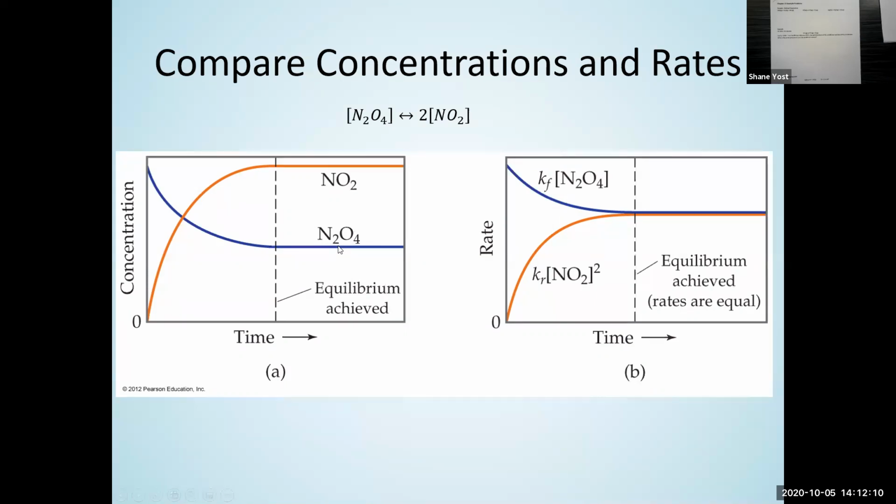And so this chemical equilibrium is a dynamic equilibrium. It doesn't mean things have stopped. It means no net changes are occurring anymore, but things are still happening. Your reactions are still happening. They're just happening at equal rates.